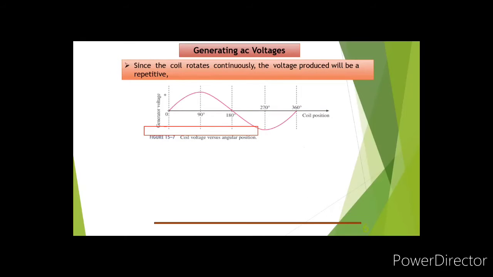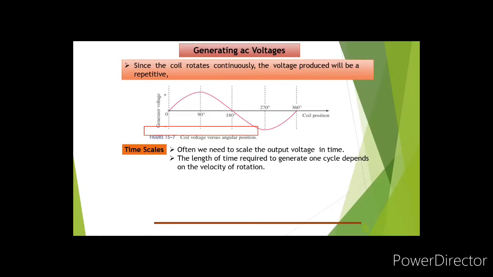See, the coil rotates continuously and the waveform goes from 0 to 360 degrees. The voltage, with respect to time, changes from 0 to 360 degrees. It completes one cycle. This depends on the velocity of rotation of the coil.